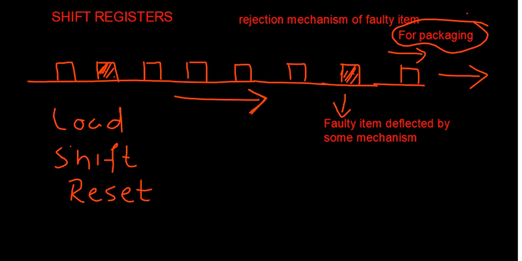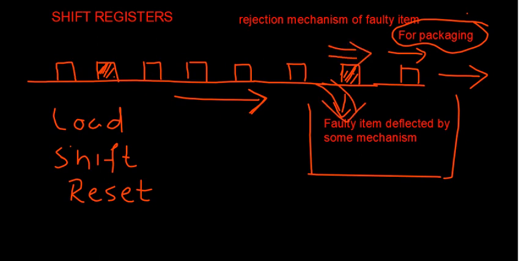So once the faulty item is identified, instead of immediately deflecting it to some bin or something like that, you would wait till that particular item comes to a particular place, where you will either deflect it this way, or you would let it continue to move in this direction. As long as the item is faulty, you would deflect it this way, and if the item is healthy, it would go in the appropriate direction. So in order to do this, we need to design a mechanism using the shift registers, right?